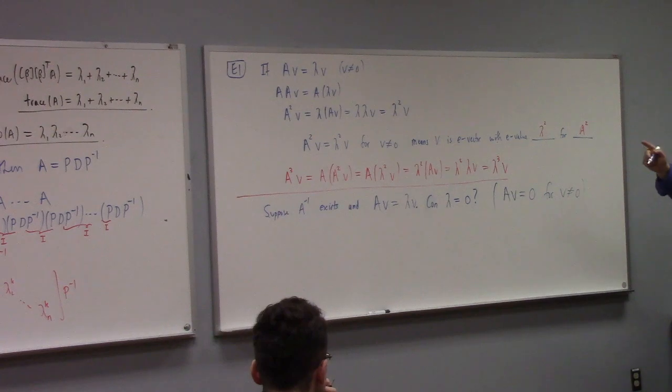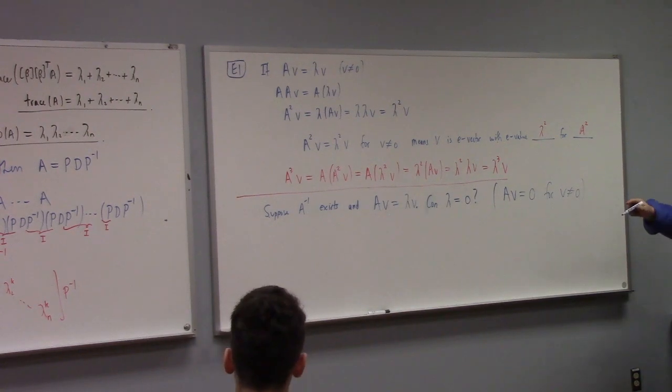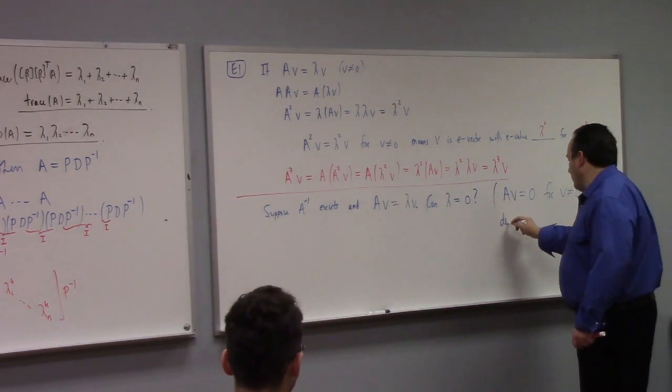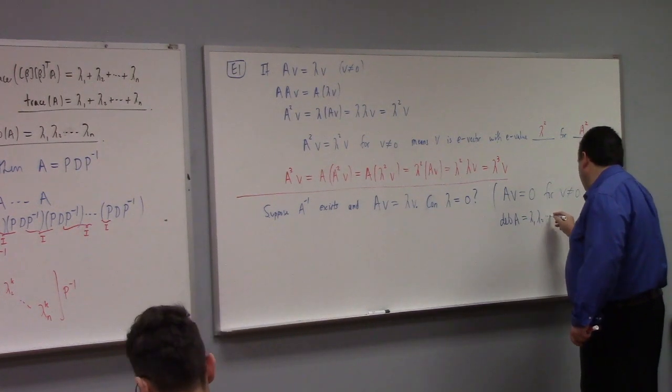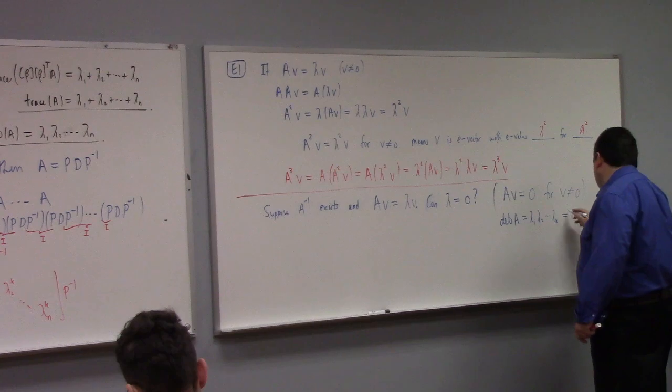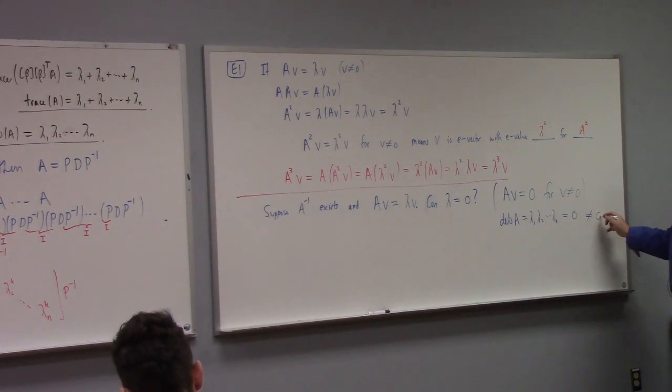What's an easier way to see it? There's a formula right over there. The determinant is the product of the eigenvalues. If one of those is zero, the product is zero, right? But the determinant is supposed to be not equal to zero if it's invertible, right? That's a contradiction. We can't have that.